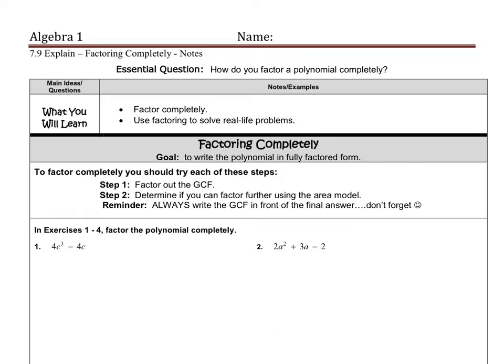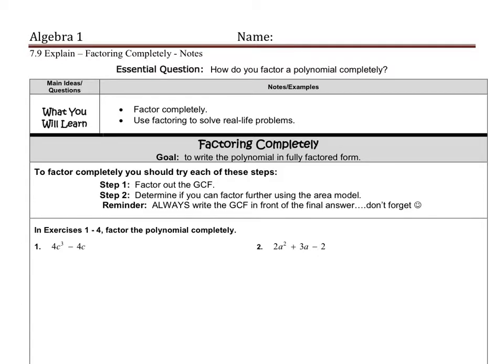Today we're going to finish our exploration of factoring by factoring problems completely with whatever steps are needed, and then following up to solving the problems. So starting with number 1 and number 2, all we're going to be doing is factoring because there's no equation. It's a polynomial. There's no equal sign. So I want you to do these two on your own.